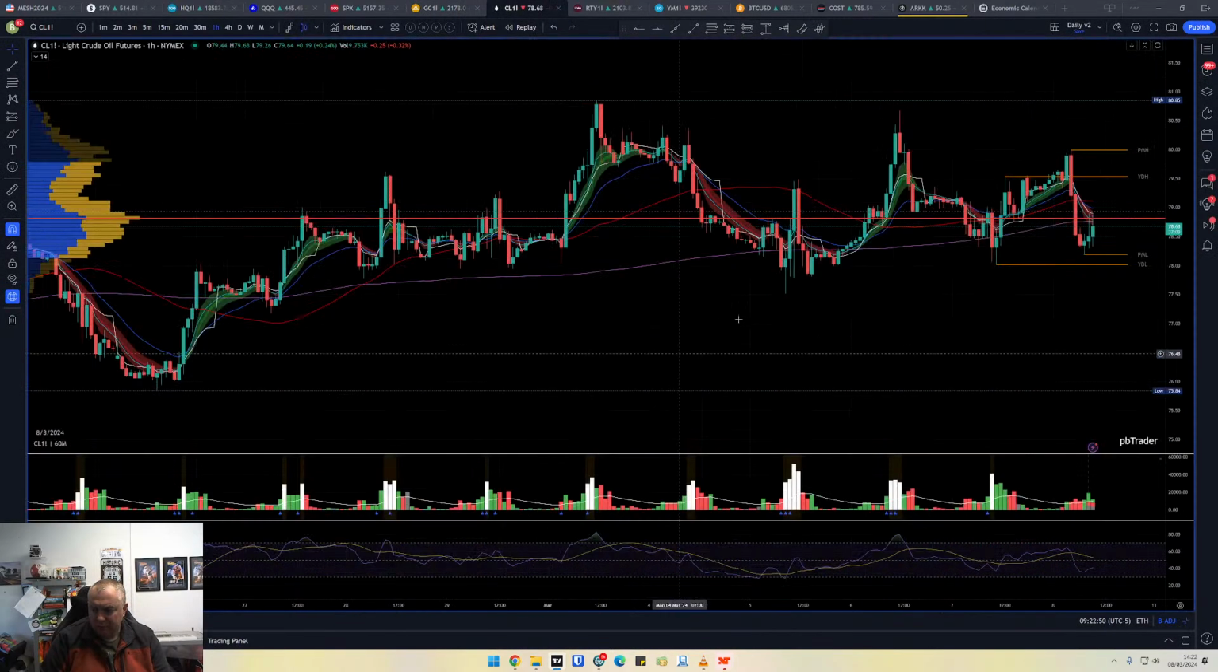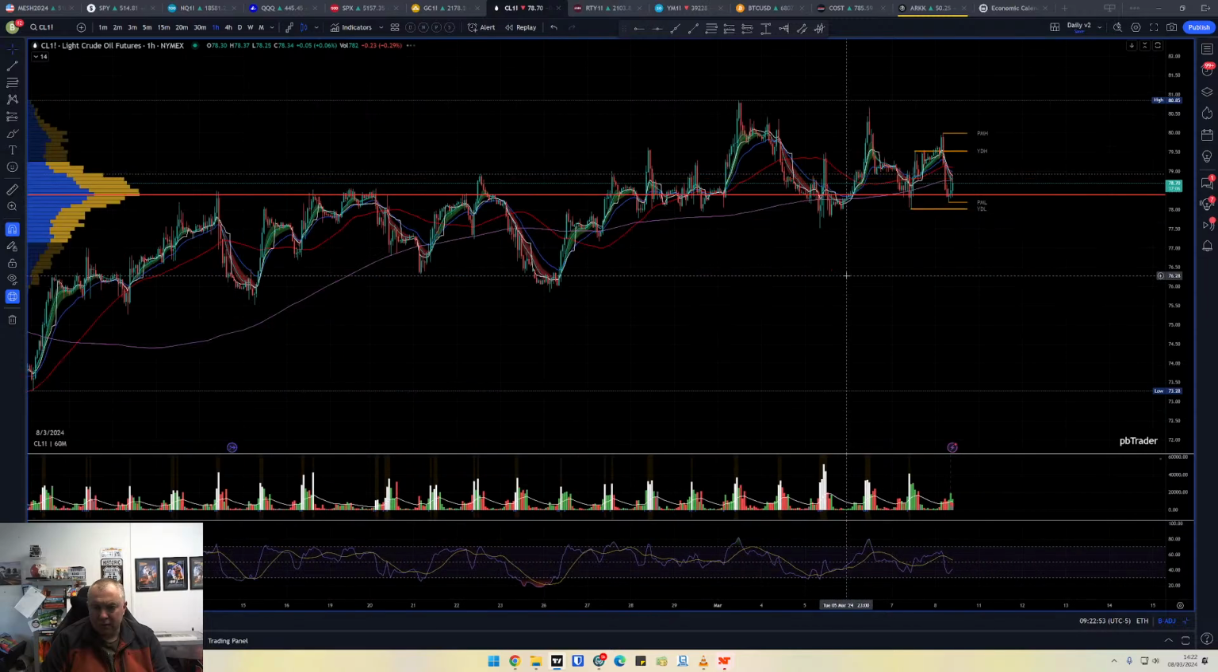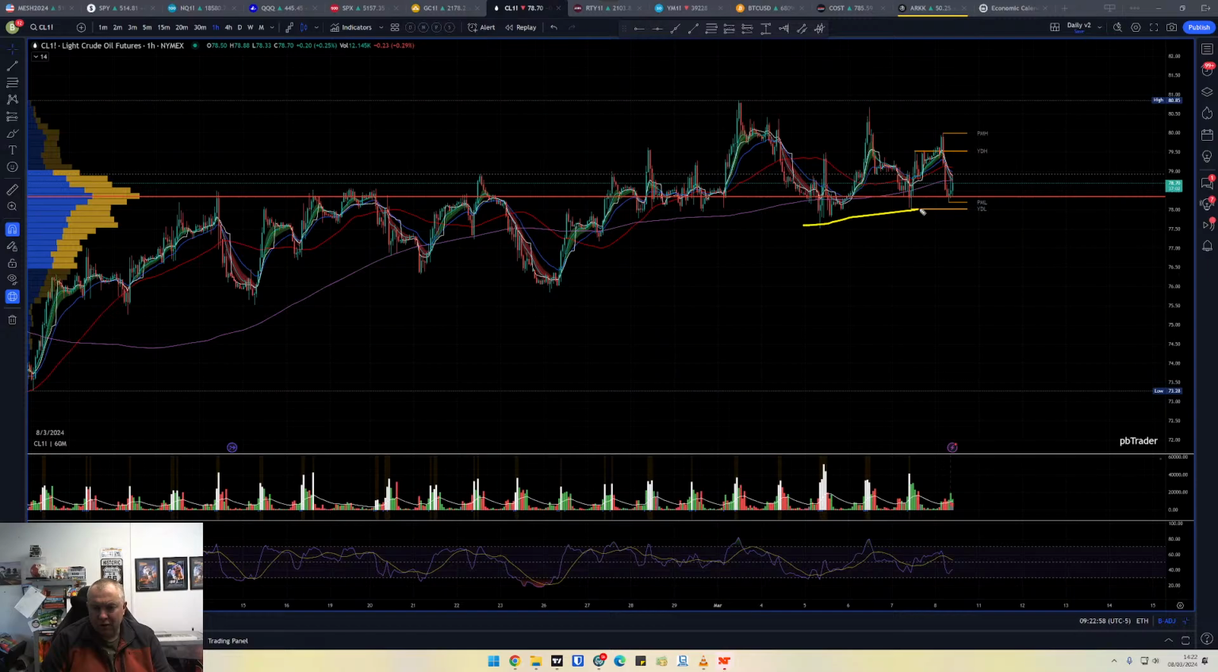Oil, still doing what it does. Got this trend line.